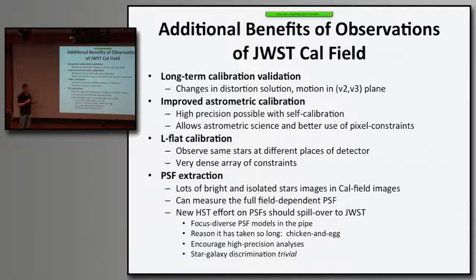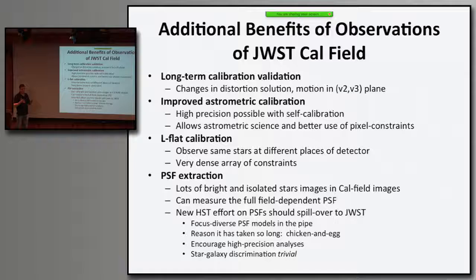Also, something that's close to my heart is that we can extract PSFs if we observe this field with a couple of dither positions. There are a lot of bright isolated stars in these images, so it'll be very easy to get empirical point spread functions that can be used for science. We could measure the full field dependence of the PSF. And I should note that there's a new HST effort going on with the UVIS team and the ACS team to get really accurate point spread functions so that people can start using them for science.